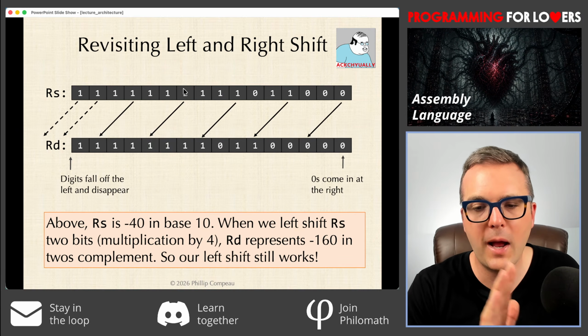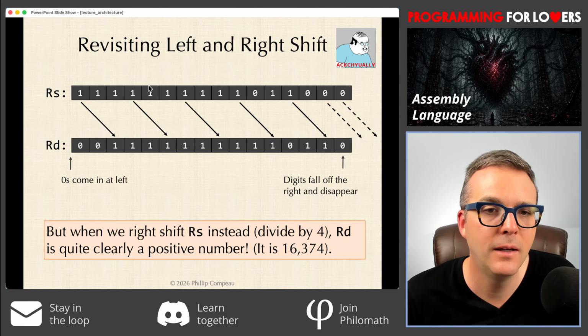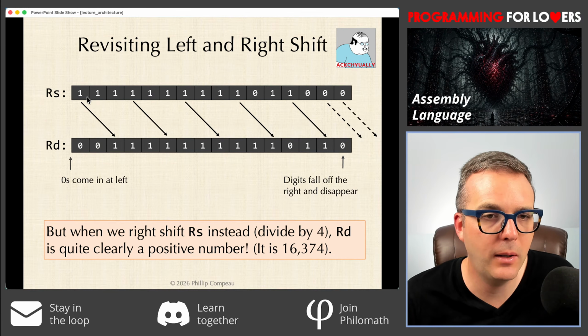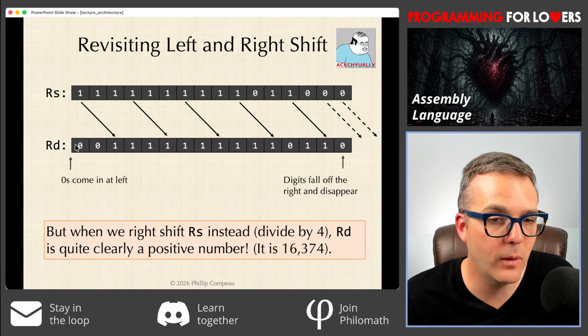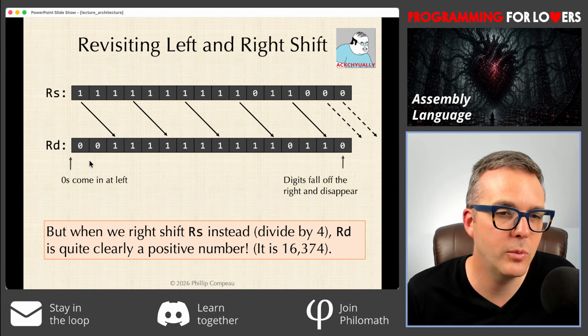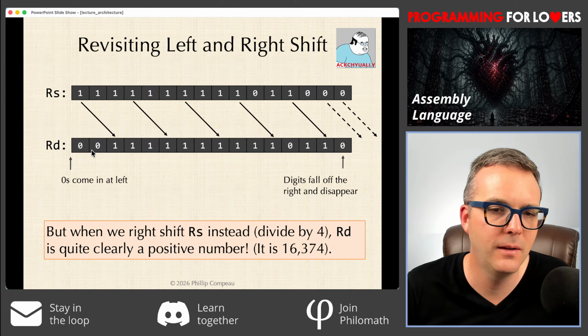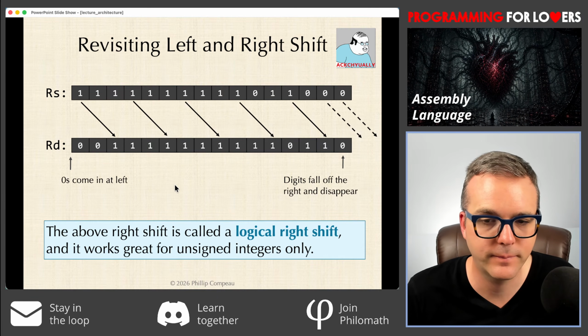So if we're right shifting the number by 2 digits, that should be an integer division by 4. But the problem is negative 40 divided by 4 should be negative 10. So the actual answer should be something that starts with a 1. And so here the zeros are going to come in at the left. That's what I told you was going to happen. And that's not going to necessarily represent what it is that we wanted.